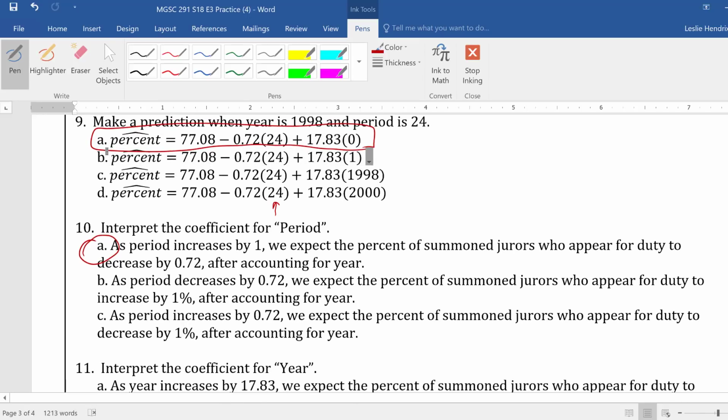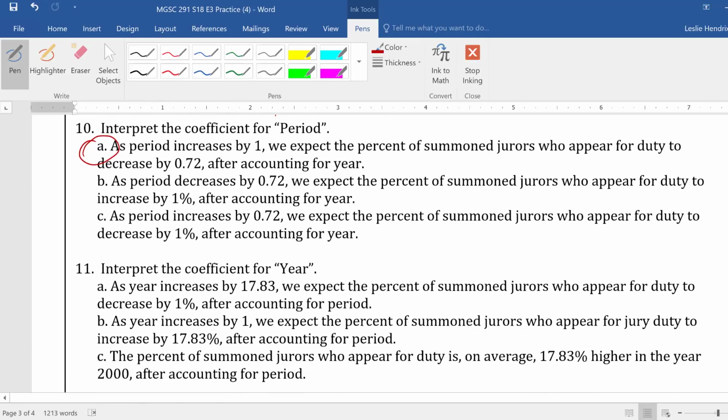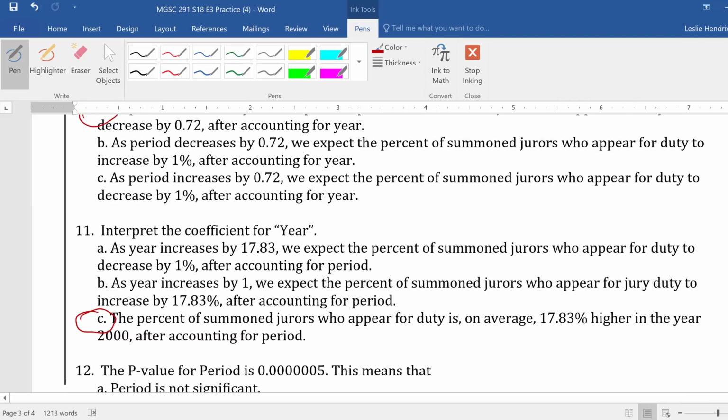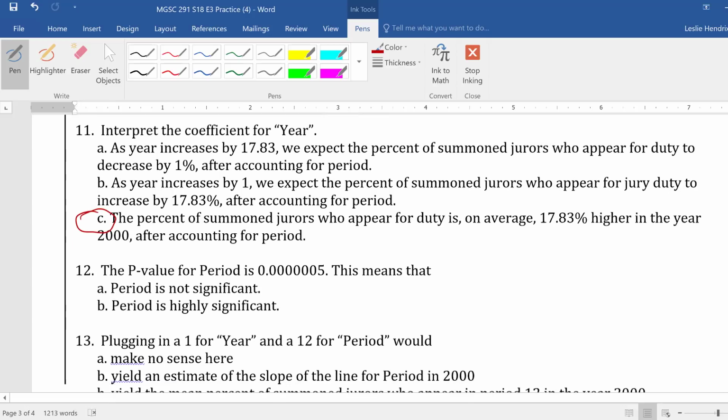Now we want to learn how to interpret the categorical predictor year. It goes pretty similar to the quantitative predictors, but this time we're not changing by 1 unit increases. We're either flipping it on or flipping it off. So that coefficient, 17.83, tells us that for the year 2000, the percent of summoned jurors who appear for duty is on average 17.83 units, which is percent in our example, higher in the year 2000 after accounting for period. So again, make sure you're going through your lecture notes really carefully, listening to the lecture videos and filling those in and understanding those examples, and also doing the extra practice homework that I've got posted in Canvas.